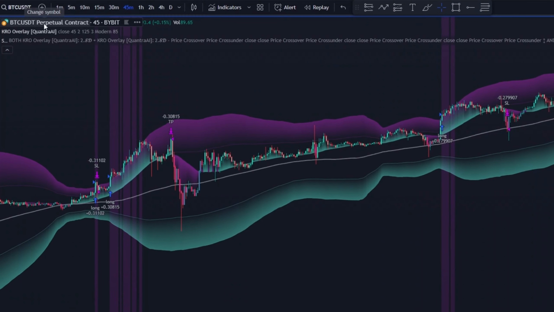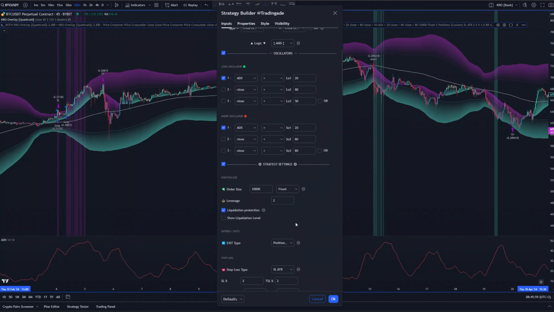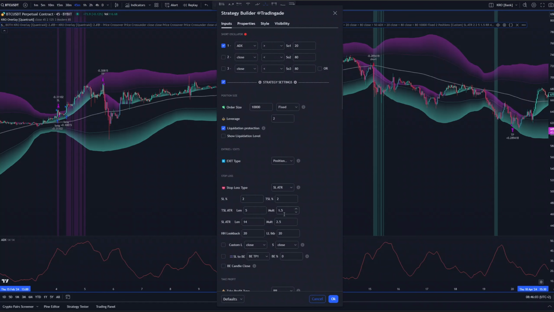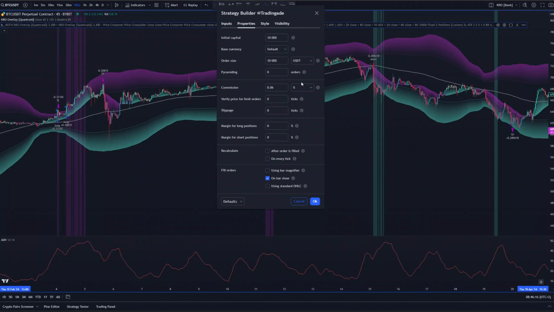We are here on BTC USDT, 45 minutes time frame on Bybit exchange. We are going long and short, with entry signals exactly as we configured previously. 2x leverage, stop loss ATR, 40 in length, 2.5 multiplier and risk reward of 3. And as always, we have set 0.06% commission.